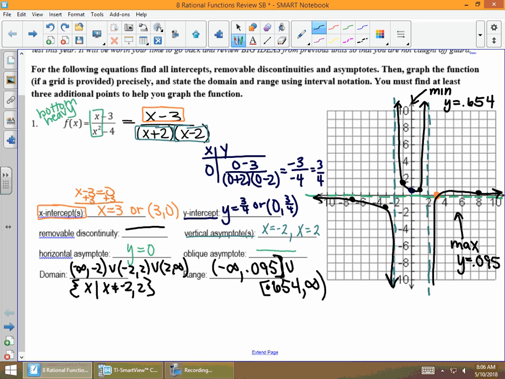And in set notation there, we would just say y such that y is less than or equal to 0.095, y is greater than or equal to 0.654. All right, that's number 1. These are very time-consuming problems, but the more that you can do with the rules, the faster you will get.